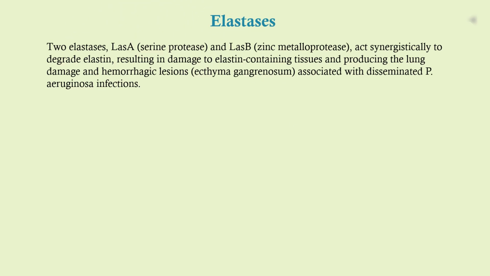Up to this point, we have discussed various important toxins of Pseudomonas aeruginosa, including its exoenzymes, exotoxin A, secretion system structure, and pathogenesis. Now, we would like to talk about other virulence factors such as elastase. Pseudomonas aeruginosa has two elastases. Elastase A acts as a serine protease and elastase B acts as a zinc metalloprotease. These elastases act synergistically to degrade elastin, resulting in damage to elastin-containing tissues and producing the lung damage and hemorrhagic lesions known as ecthyma gangrenosum associated with disseminated Pseudomonas aeruginosa infections.